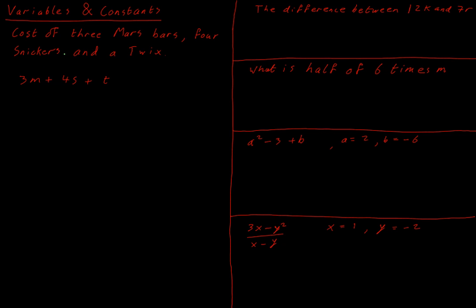Now, I've said that 3 Mars bars would be written as 3M. What does that mean mathematically, though? This makes a certain amount of sense in English, but what have I effectively done? What I've done is effectively say that if I have 2 things sitting next to each other, they are multiplied.